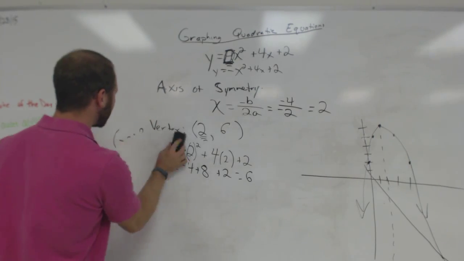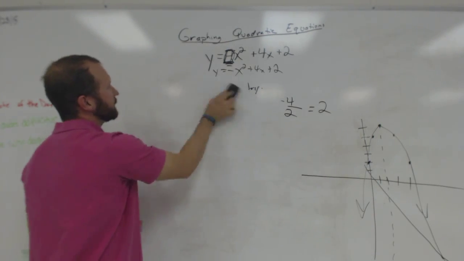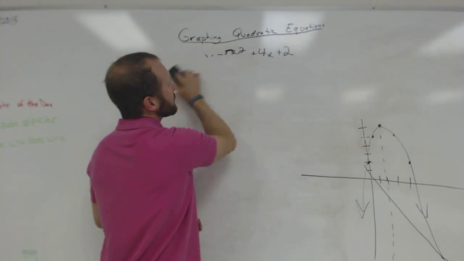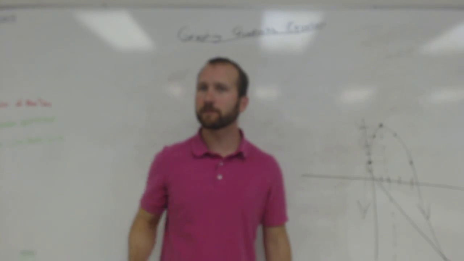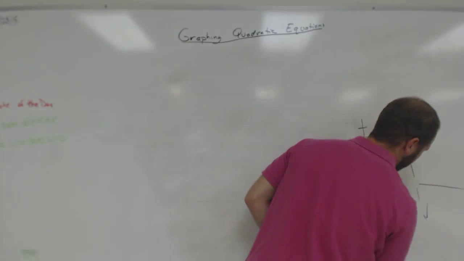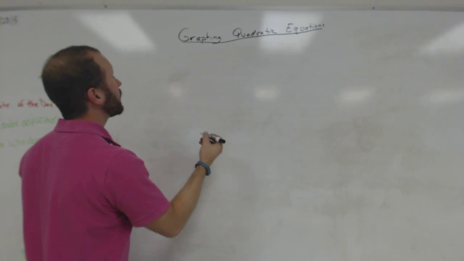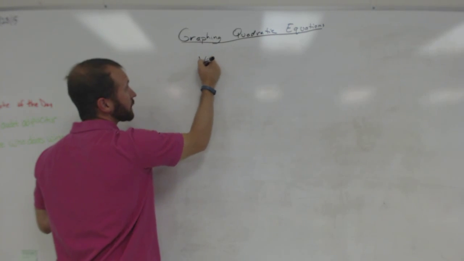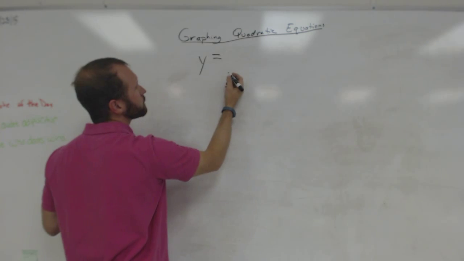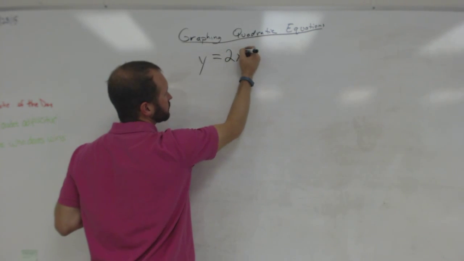Let's do one more quick example. Oops, I hope I can erase this. Can I erase the graph? Yeah. All right. What if a is some number other than 1 or negative 1? Let's say a is 2.